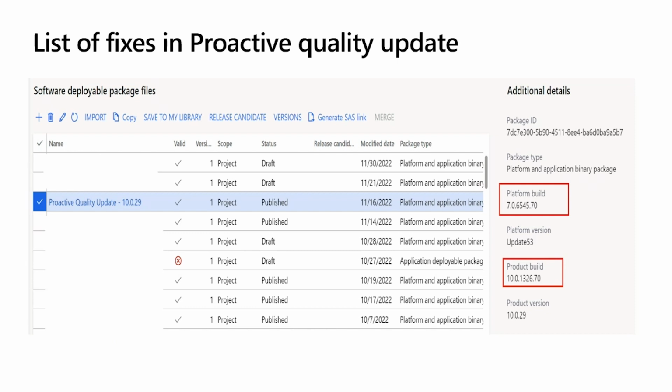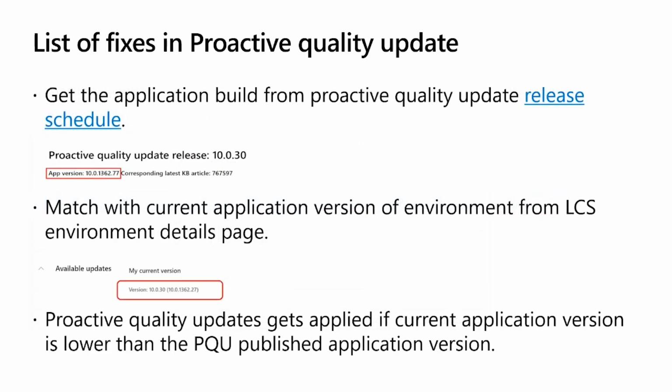in the LCS asset library, under software deployable packages. In this screenshot, you can see one of the packages we applied for 10.0.29, and it is called proactive quality update, followed by the service update version. You can deploy this onto your cloud hosted environments once it is applied to one of your sandboxes or production. And this also shows you the application version.